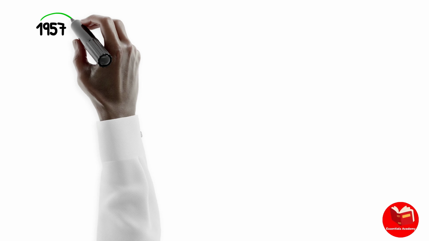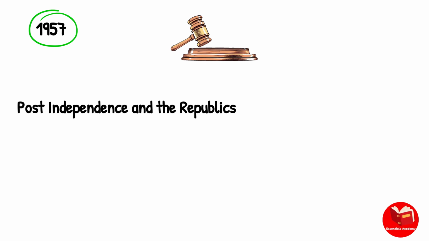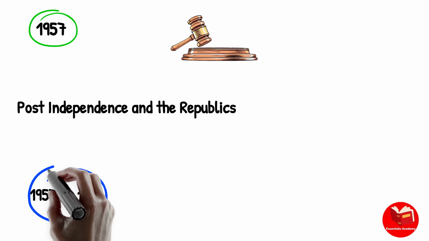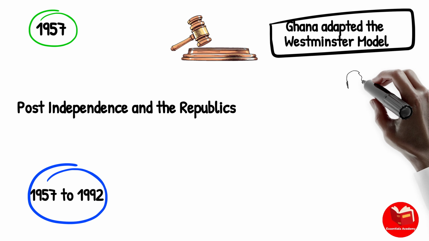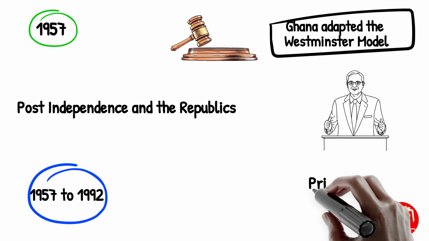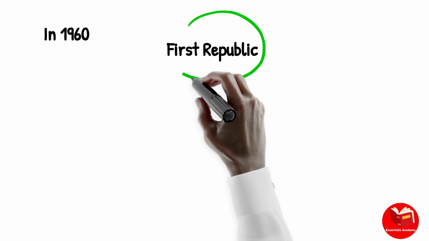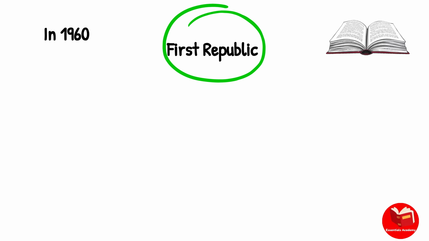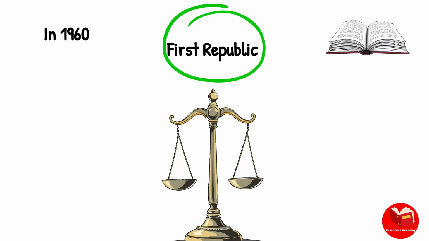Number 2. Post-independence and the republics, 1957 to 1992. Upon independence in 1957, Ghana adopted the Westminster model, the British system. The standing orders were designed for a parliamentary system where the Prime Minister was a member of the House. In 1960, the First Republic was formed. As Ghana became a republic with a presidential system, the standing orders had to be adapted to manage the relationship between an executive president and the National Assembly.